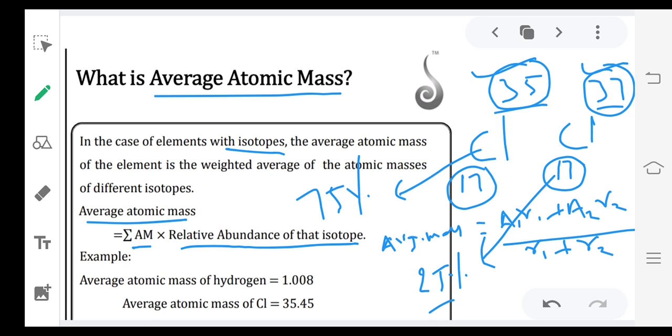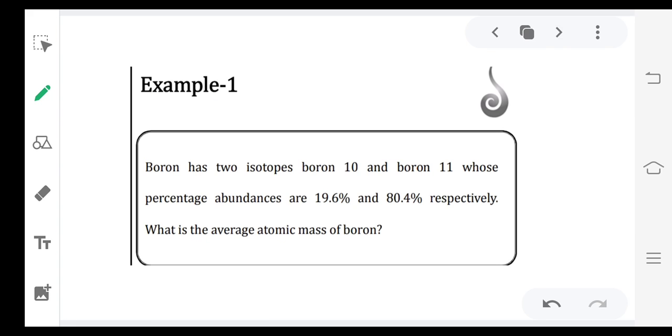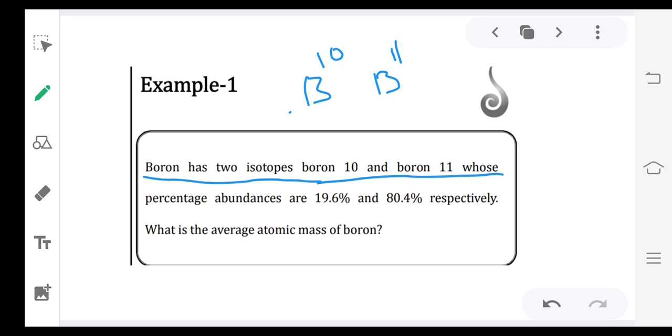We'll see one example, then we can understand easily how to calculate average atomic mass. Boron has two isotopes, boron 10 and boron 11. What is atomic number of boron? 5. So like this we can represent isotopes. And they have given percentage abundances: 19.6% for boron 10, and 80.4% for boron 11, respectively.